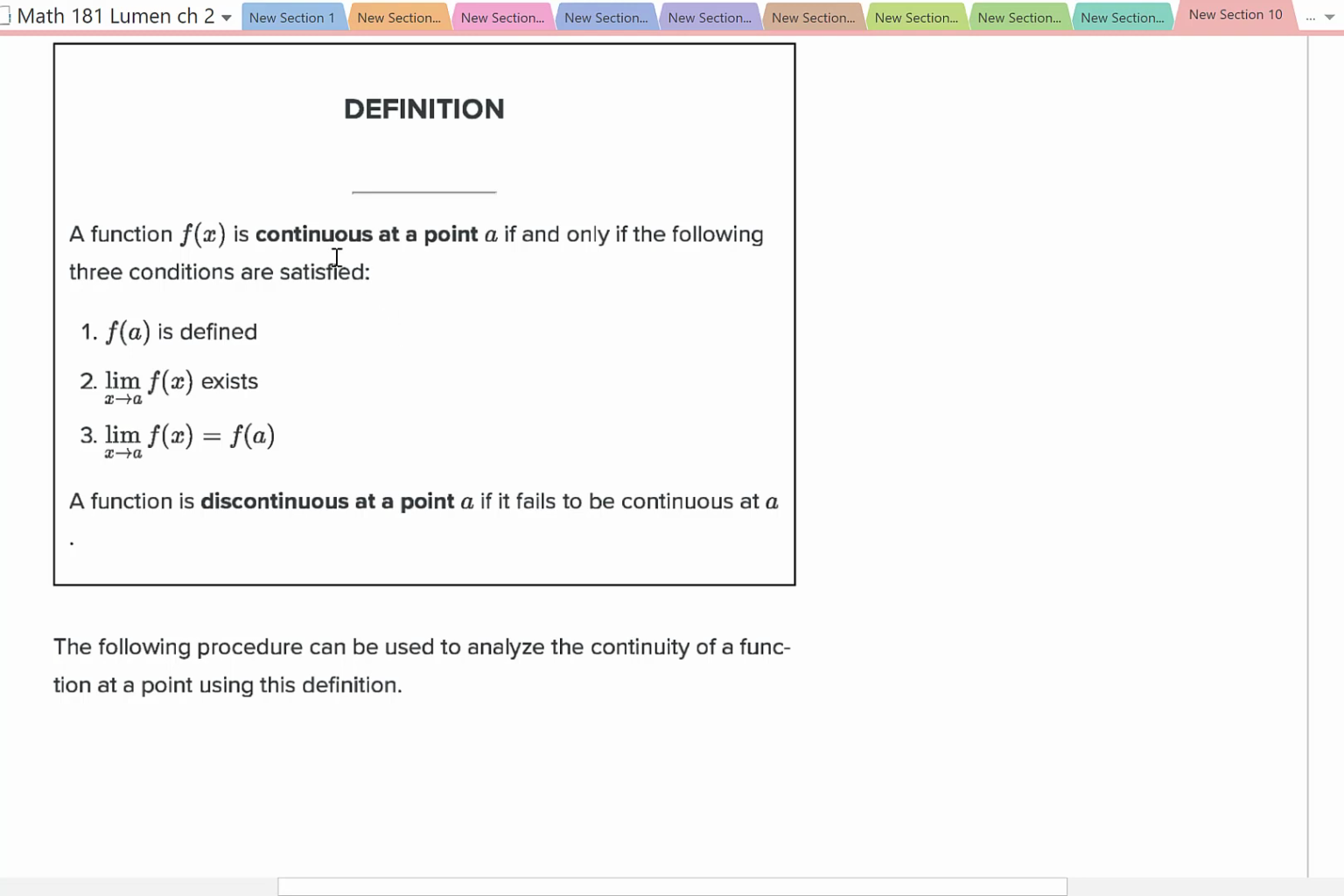And so these are the three conditions we really want when it comes to finding out if something is continuous. First of all, the value itself has to be defined. We can't have a hole there. The limit from each side has to be the same. And then the limit that you come up with from each side has to be the same as the defined value at that point. So if not all three of these are in existence, then it's not going to be continuous. We call that discontinuous at a point.